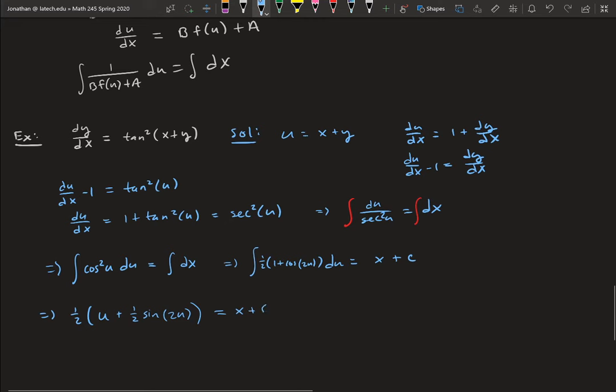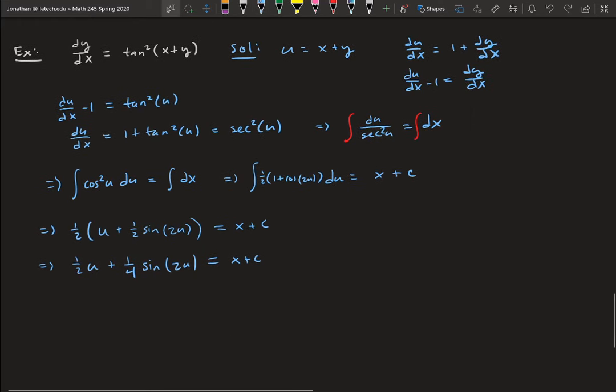Equals x plus c. So it's quite involved so far. Now this is 1/2 u plus 1/4 sine of 2u equals x plus c. So that's a 4, sorry. Now I substitute what u is back in terms of x and y. So basically u was equal to x plus y.